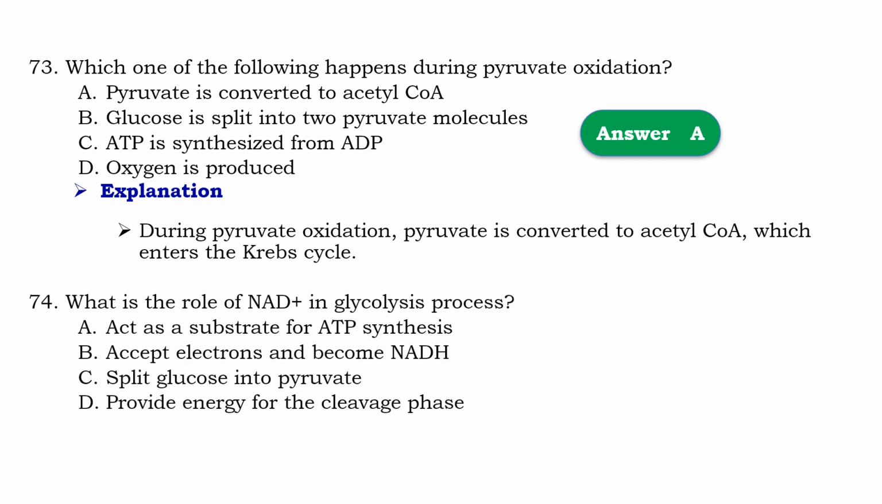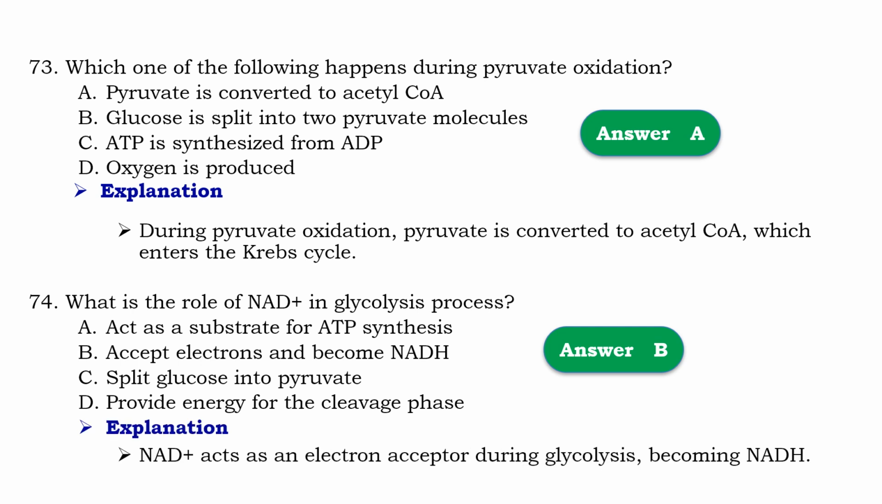Question number 74. What is the role of NAD plus in glycolysis process? So that should be B. Accept electrons and become NADH. Means that NAD plus acts as an electron acceptor during glycolysis, becoming NADH.